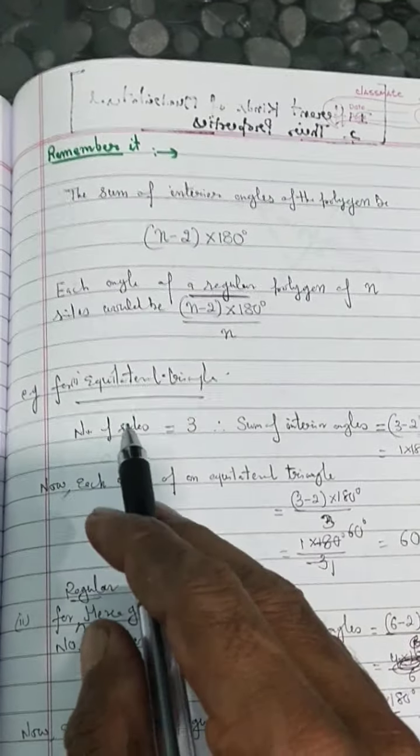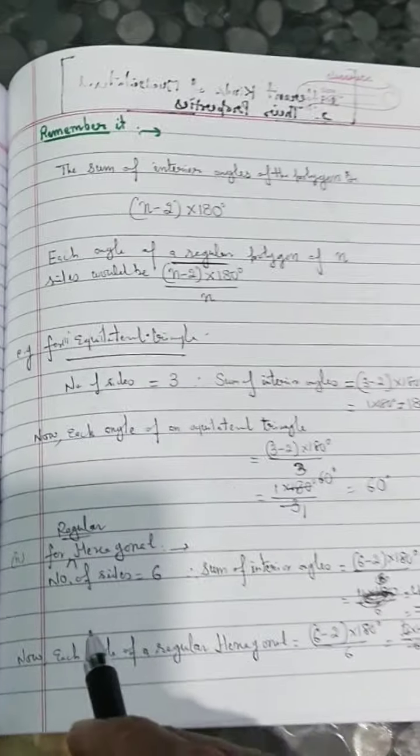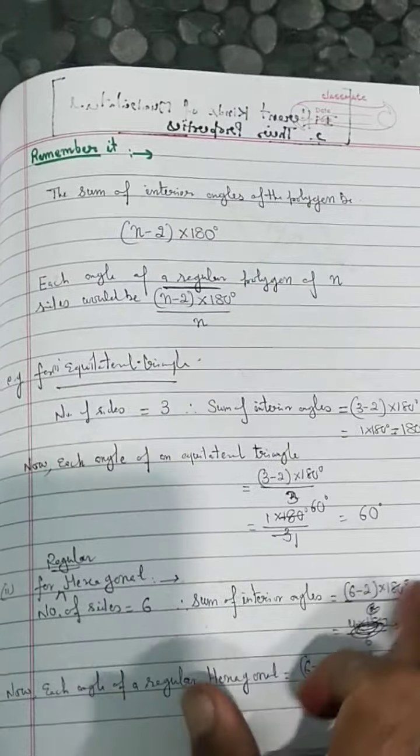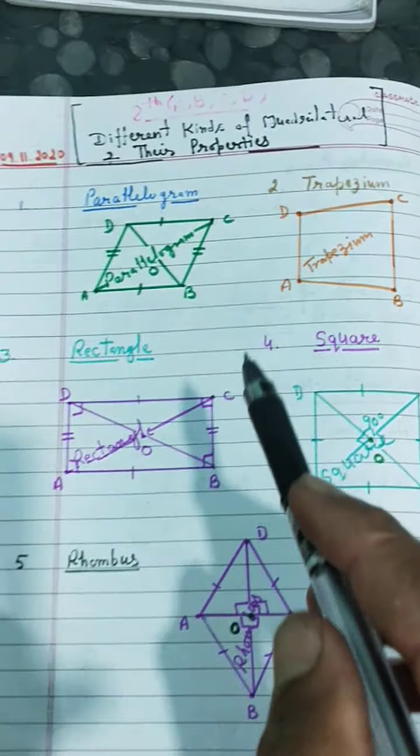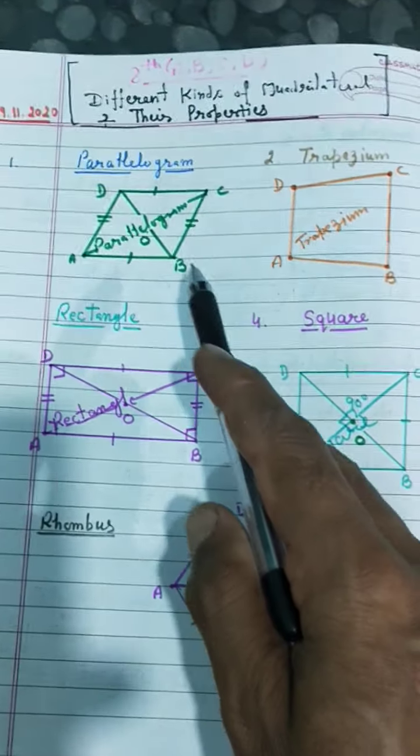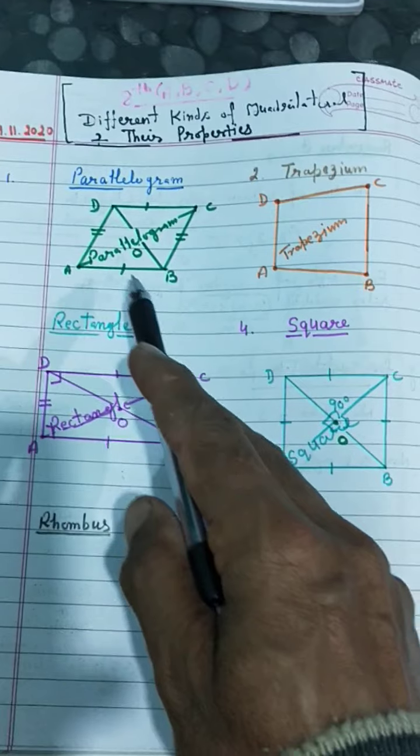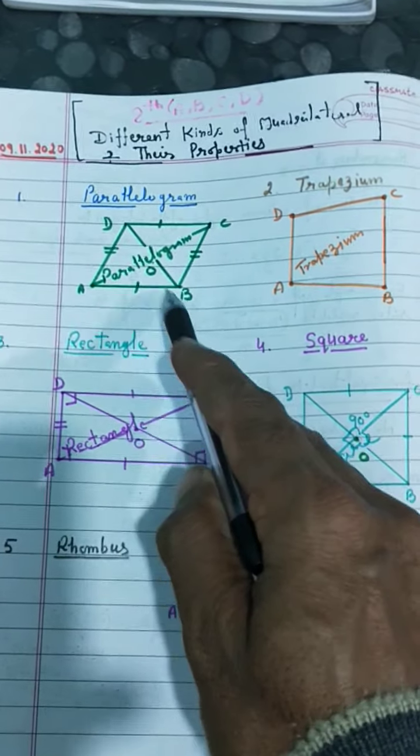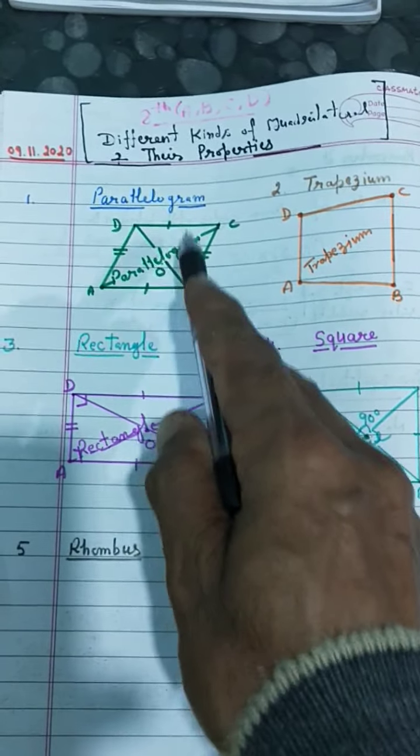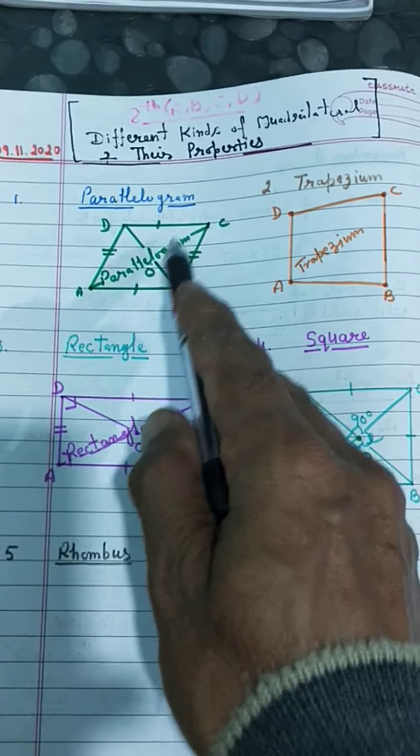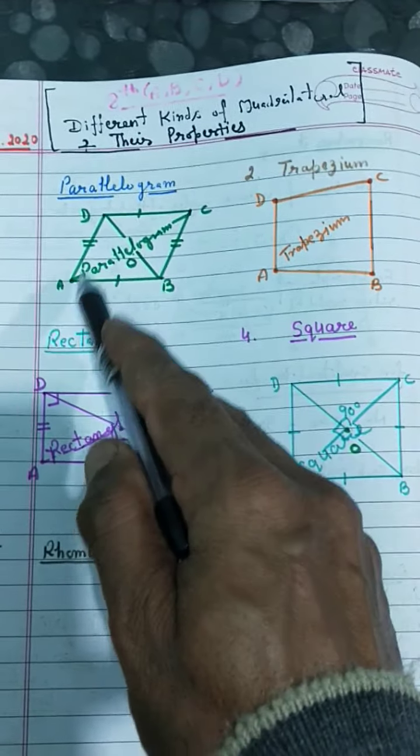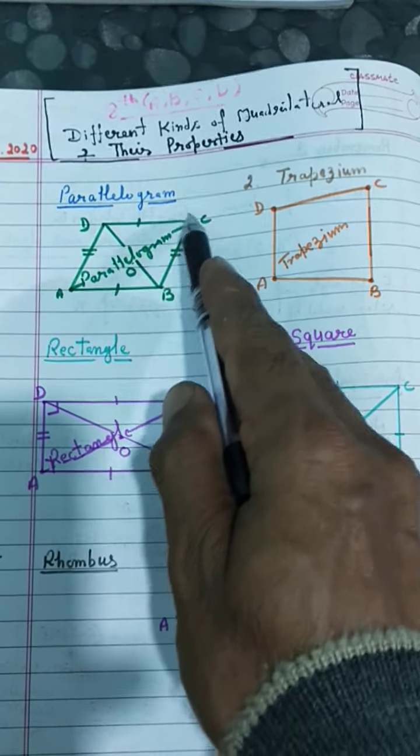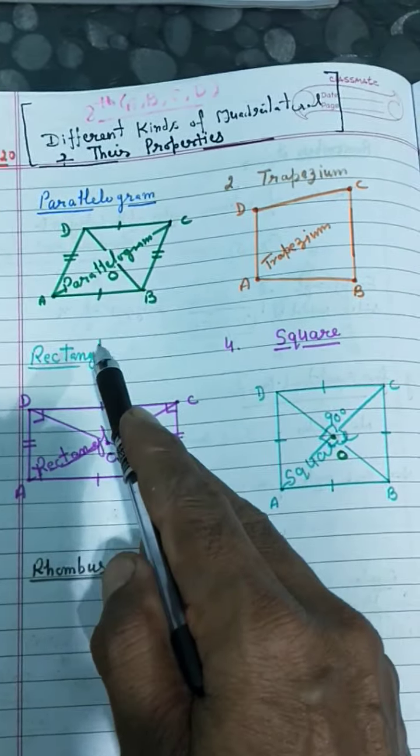So here are examples of equilateral triangles and hexagons. But today again I start the different kinds of quadrilaterals and their properties. First one is your parallelogram. Look at the shapes. In a parallelogram, opposite sides are equal and parallel. AB parallel to CD or AB is equal to CD. AD parallel to BC or AD is equal to BC, and AC and BD are diagonals.